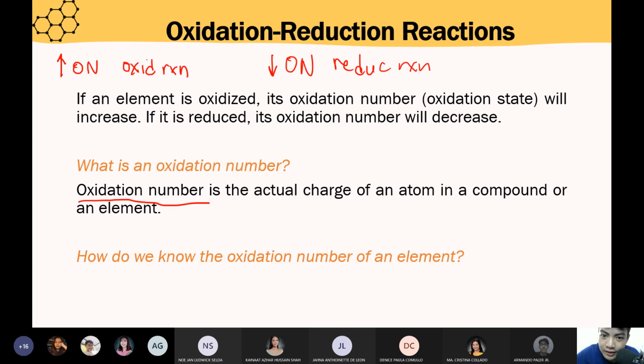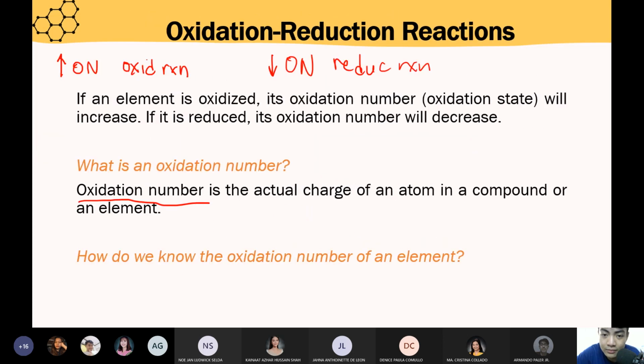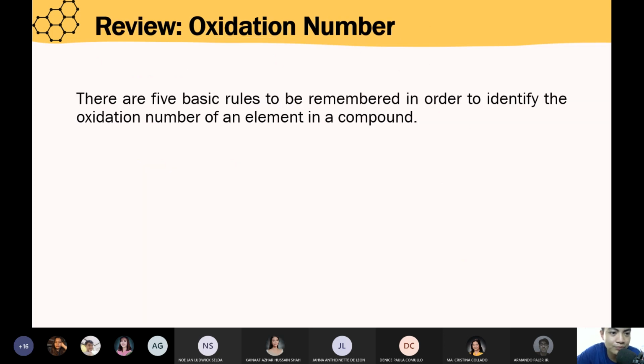Okay? So, ganun lang yung tandaan niya. Kung sino na-oxidize, siya yung nagtanggal ng electron. Therefore, ibig sabihin, mas magiging positive siya. Kung sino yung na-reduce, siya yung nag-gain ng electron. Therefore, mas magiging negative siya. From positive, magiging 0 to negative. So, ganun yung mga nangyayari.